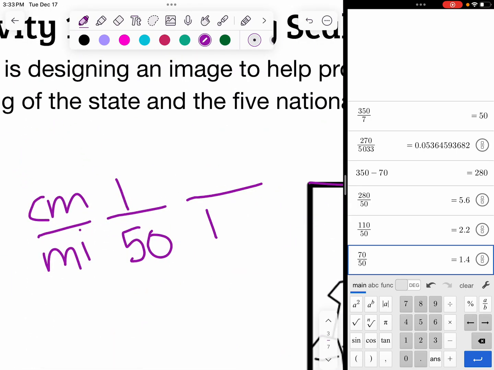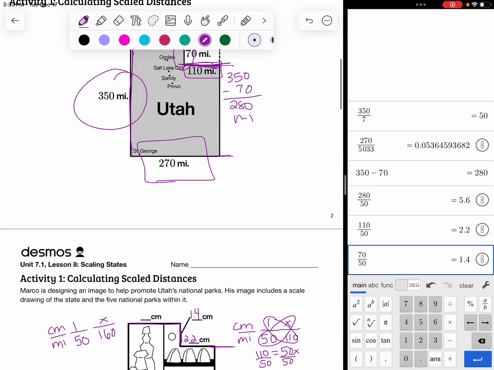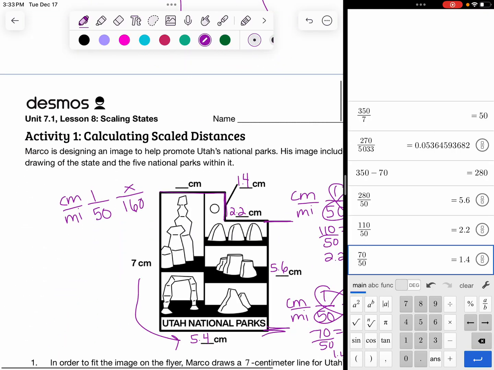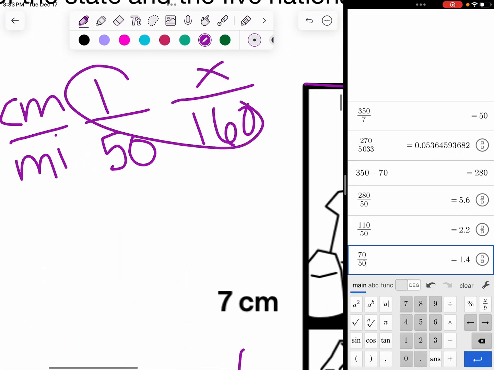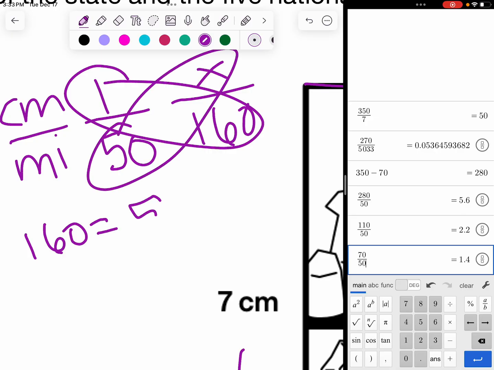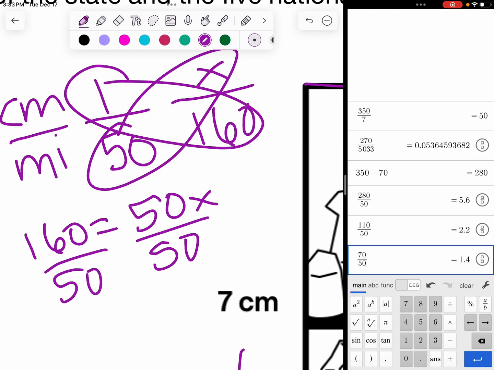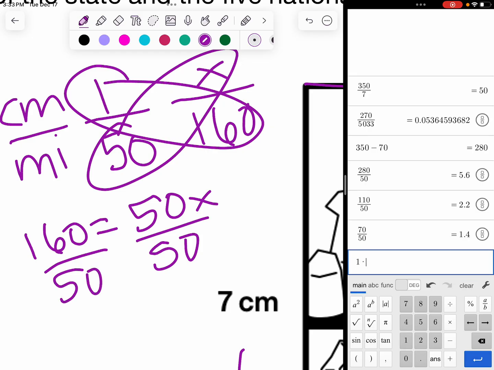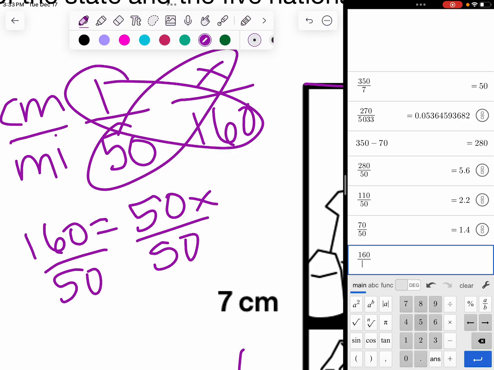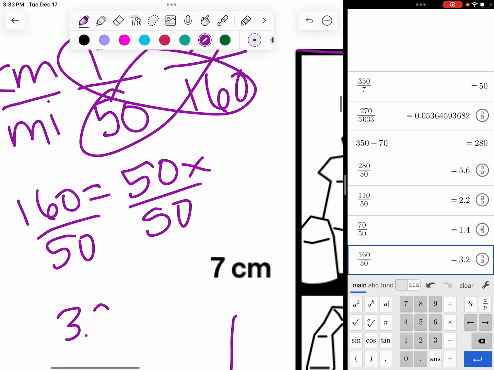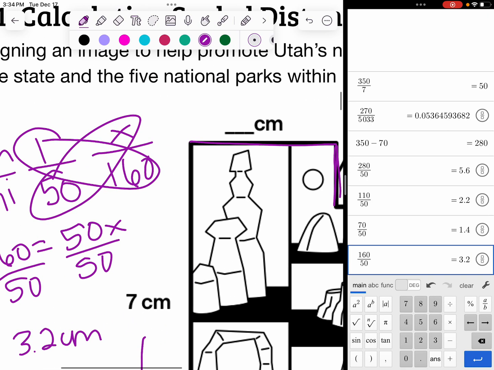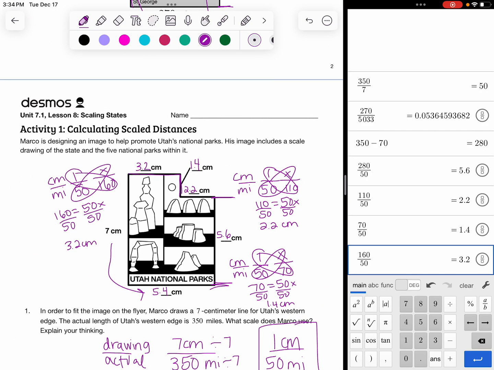Whoopsies. 160, x on the top. Just make sure, yep. All right, so we do our butterfly. 1 times 160 is 160. 50 times x is 50x. Divide both sides by 50. 160 divided by 50 gives us 3.2 centimeters. And that is the end of our scale drawing.